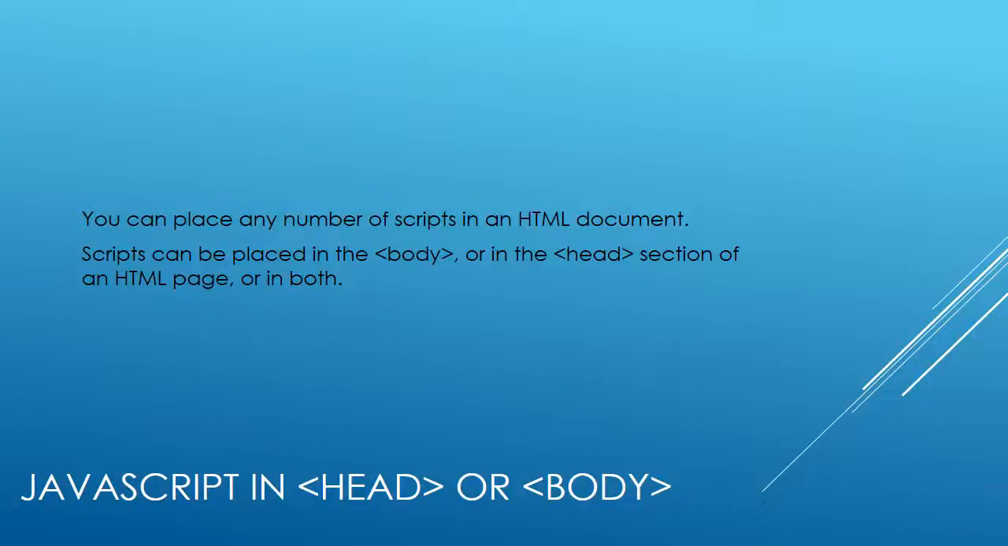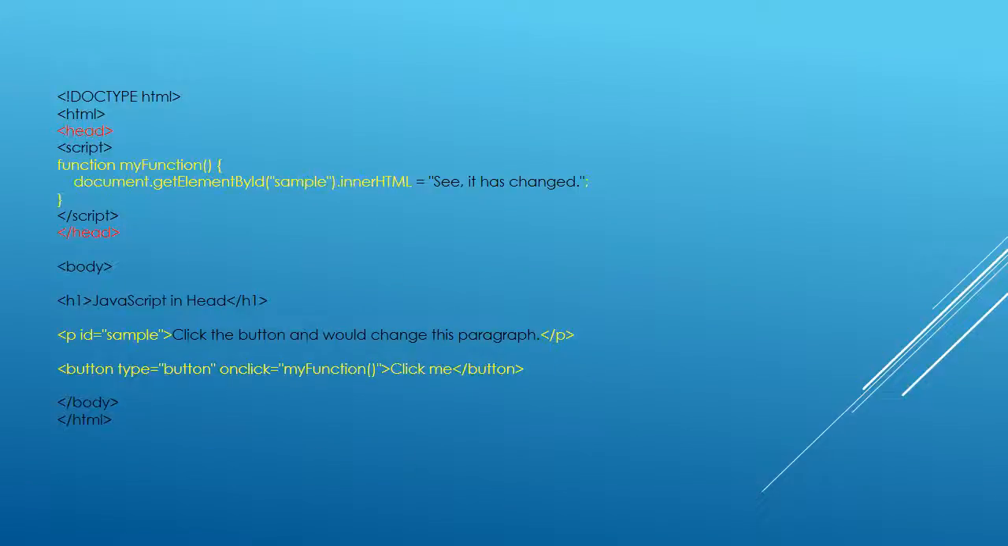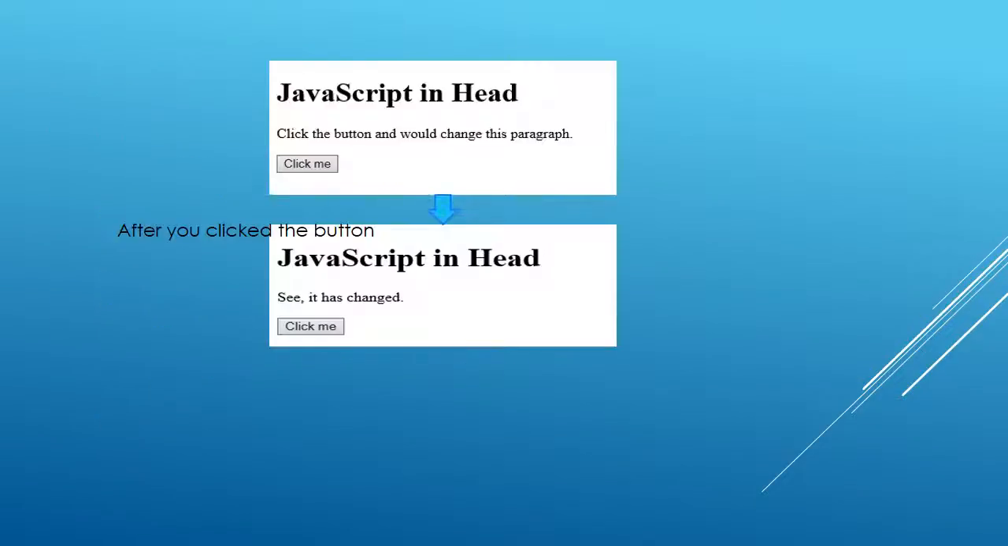You can place any number of scripts in an HTML document. Scripts can be placed in the body tag, or in the head tag section of an HTML page, or in both. In this example, a JavaScript function is placed in the head tag section of an HTML page. The function is invoked, called, when a button is clicked. Example of JavaScript in head tag. After you click the button.